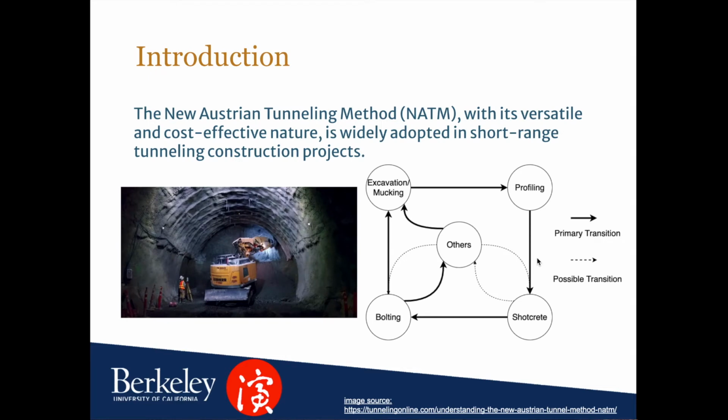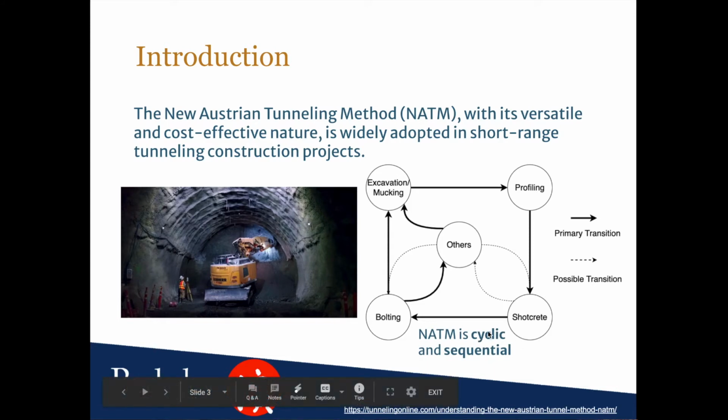The research focus for this study is the New Austrian Tunneling Method, or NATM. It is widely adopted in short-range tunneling construction. The NATM method has two distinct features: one is cyclic, the other is sequential. Being cyclic means the construction process can be decomposed into individual construction cycles, and sequential works can be performed for these cycles. In this study, we focus on one typical NATM process, shown by this figure.